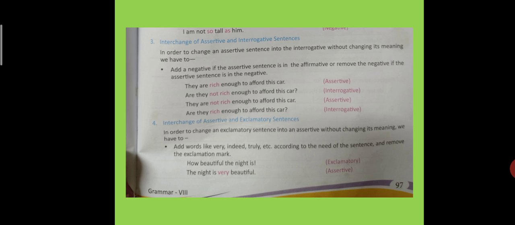In the next one, they are not rich enough to afford this car. This is assertive. And when you're changing into interrogative, are they rich enough to afford this car? Are you getting the difference? Here, in the first sentence it is adding negative, and then it is removing not in the next one. And don't forget to give question mark if you are changing it into interrogative.